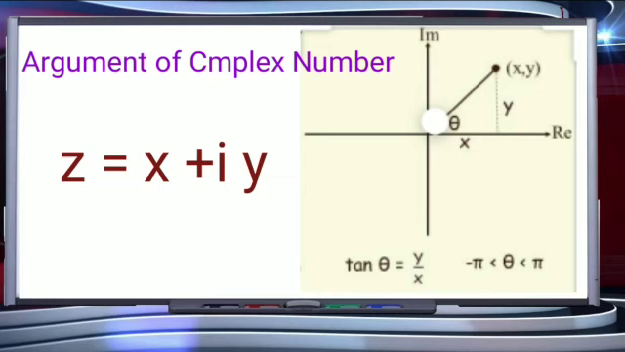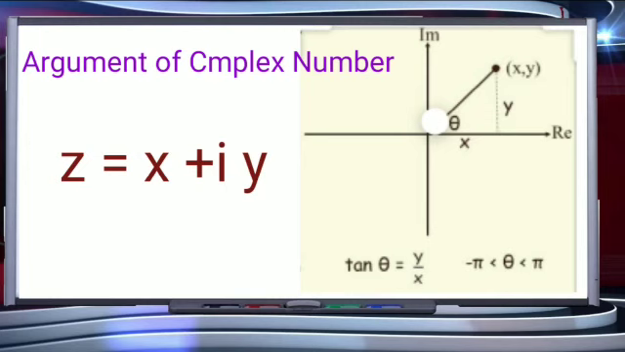Next is the argument of a complex number. Suppose our complex number is of the form x plus iota y. Students, as you know, the real part of a complex number is plotted against the x-axis, whereas the imaginary part is plotted on the y-axis. So if both numbers are positive, they will be plotted in the first quadrant by taking x as the real part and y as the imaginary part. The argument of a complex number is that angle which the point makes with the positive direction of the x-axis.